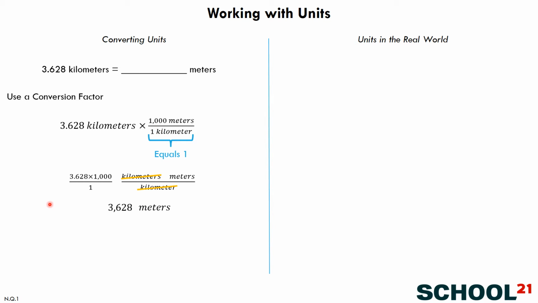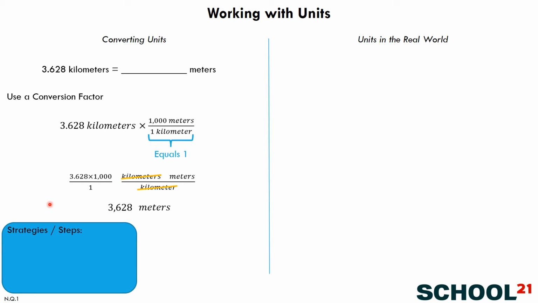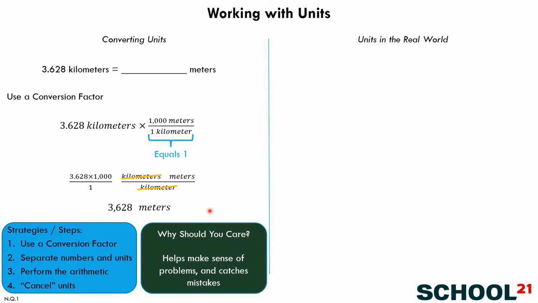Okay. So let's review what our strategies or steps to do this were. One is we use that conversion factor, and we can do it because it's just like multiplying by 1. And we separated the numbers and the units. And then we performed the arithmetic for the numbers part. And we canceled out units to get to the right units that we were looking for. Make sense? Yeah. Okay. Now, why should you care about this? Well, if you keep track of your units, it is so helpful because it makes sense of the problem for you a lot of times, and it can catch mistakes.